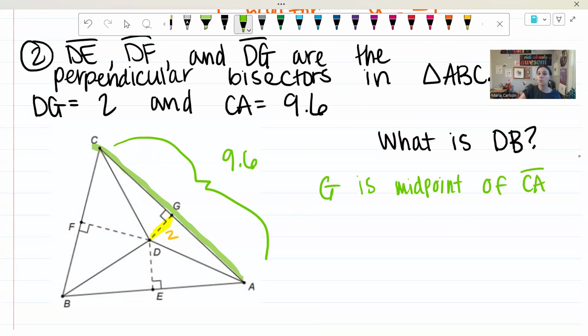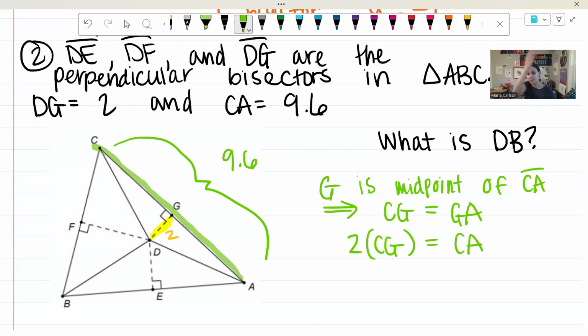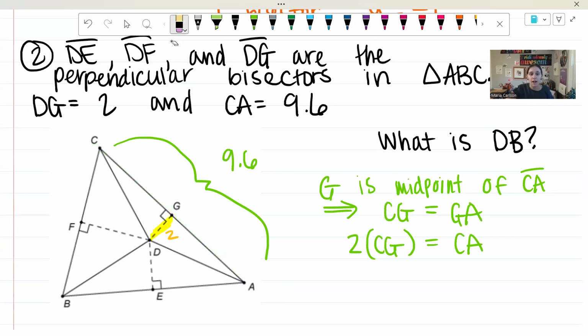of segment CA, which means then that CG and GA, those two are the same measure, and really 2 times CG is equal to the entire CA, right? The entire length of CA, that entire long side, is 2 times one of the halves. So if I know DG, I could find one of the halves, right?